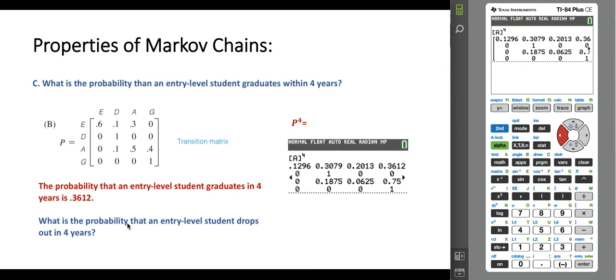Okay, so the next question was, what is the probability that an entry-level student drops out in 4 years? So why don't you try to see that? Look at the P to the fourth matrix and see which of those elements represents the probability of an entry-level student dropping out. Did you think it was 0.3079? Entry level to dropout is 0.3079. I hope you did. Okay, that's all there is to it. Good luck.